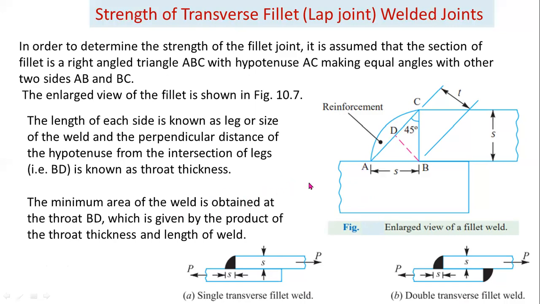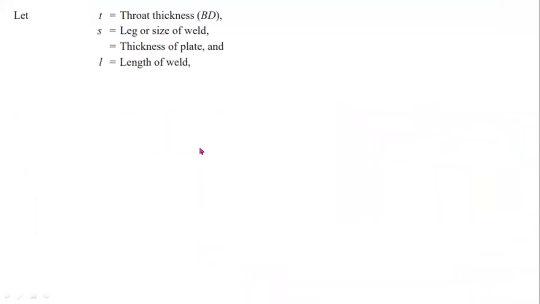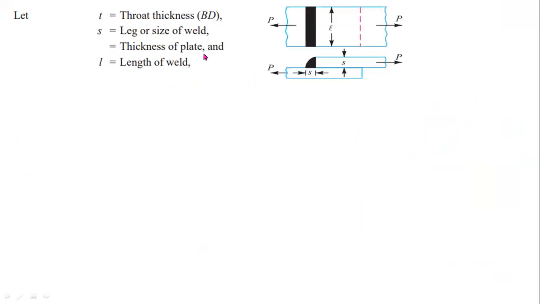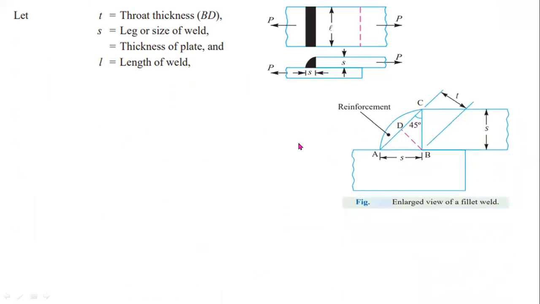The minimum area of the weld is obtained at the throat BD, which is given by the product of the throat thickness and the length of the weld. Let small t be the throat thickness BD, and S equal to leg or size of weld. Here you can observe length of DB equal to throat t, and S is the size or leg of the weld or thickness of the plate. Now small l is the length of the weld. Here this one is the length of the weld.